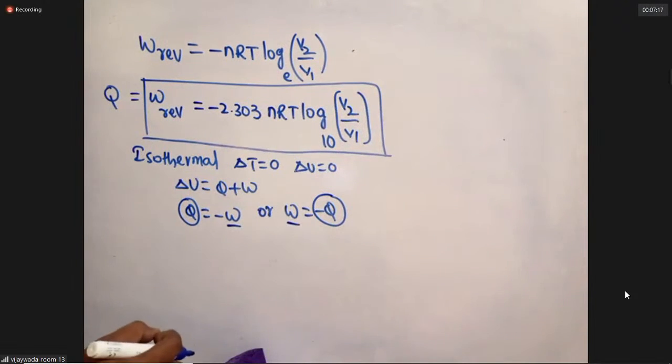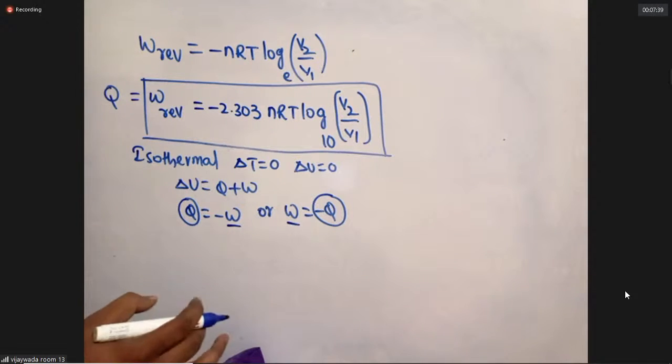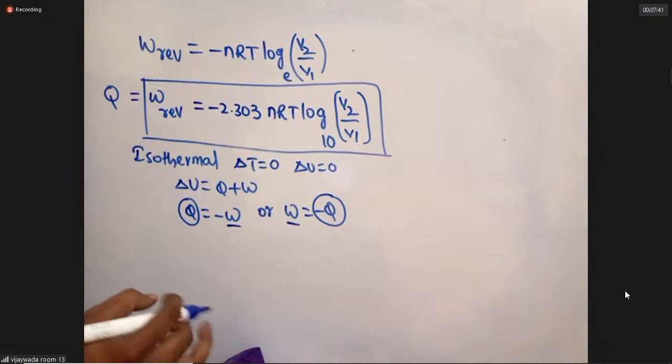So in the given question, what is the heat? For an isothermal reversible process, find work done. If you get work done as a positive value, heat is a negative value. If you get work done as a negative value, heat is a positive value. Are you getting my point? The equation is the same, but the sign is different. Understood?